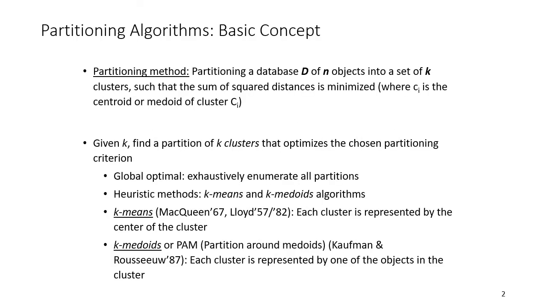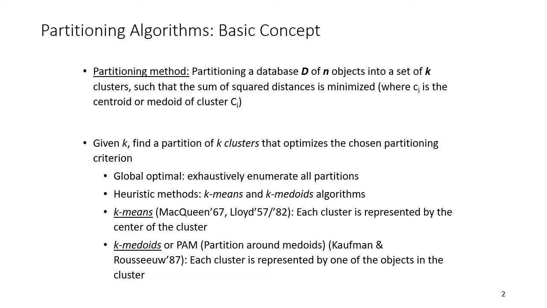Talking about the partitioning algorithm, the basic idea is that we intend to partition a database D consisting of n objects into a set of k clusters, with the aim of minimizing the sum of squared distances in a cluster. So the objects which are closer tend to stay together in one cluster, and the objects which are far apart are usually in separate clusters.